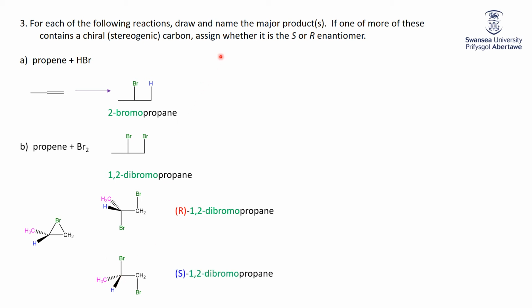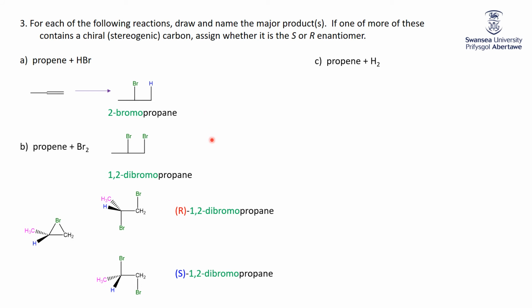Now, we're told which is the major product. Well, in this case, it's a 50-50 shot, really, isn't it? We've got this bromonium ion. The bromine can come in here or it can come in there. So I'm going to say both of those are the major products. Should point out, by the way, that A-level are not going to ask you to do R or S.